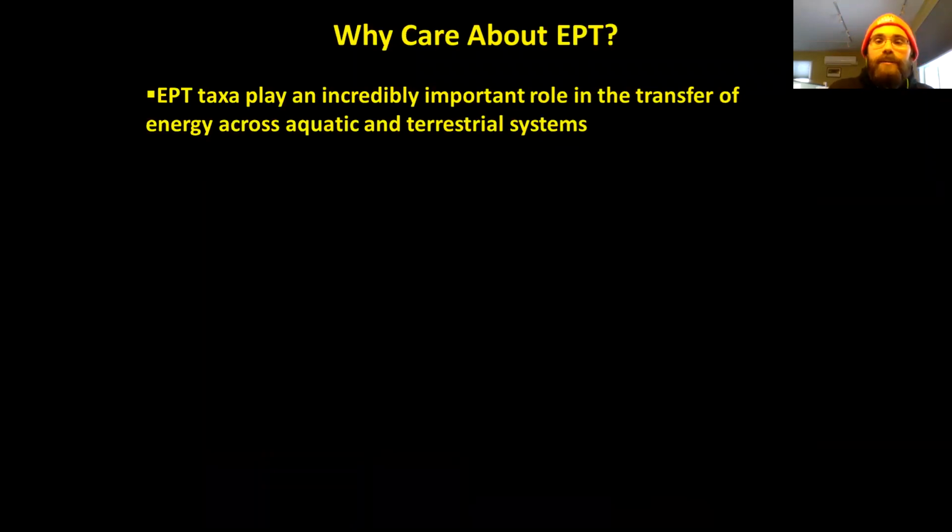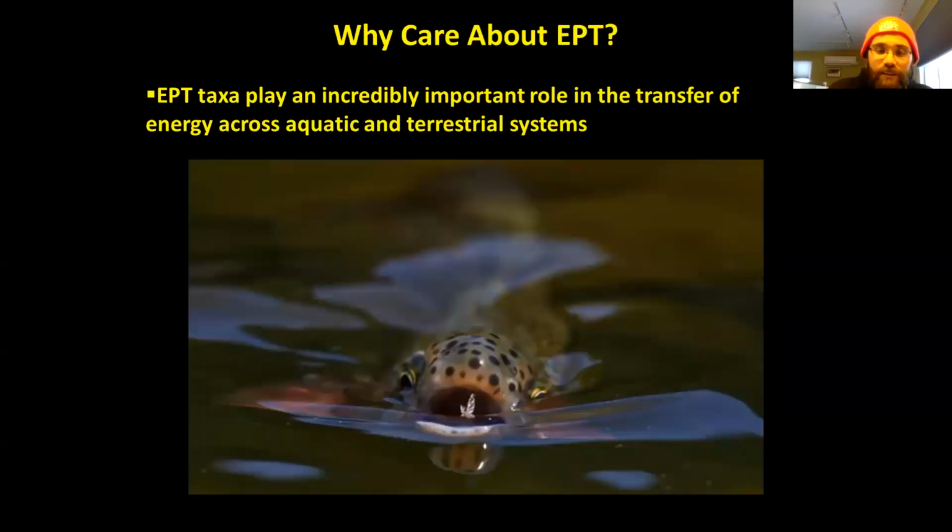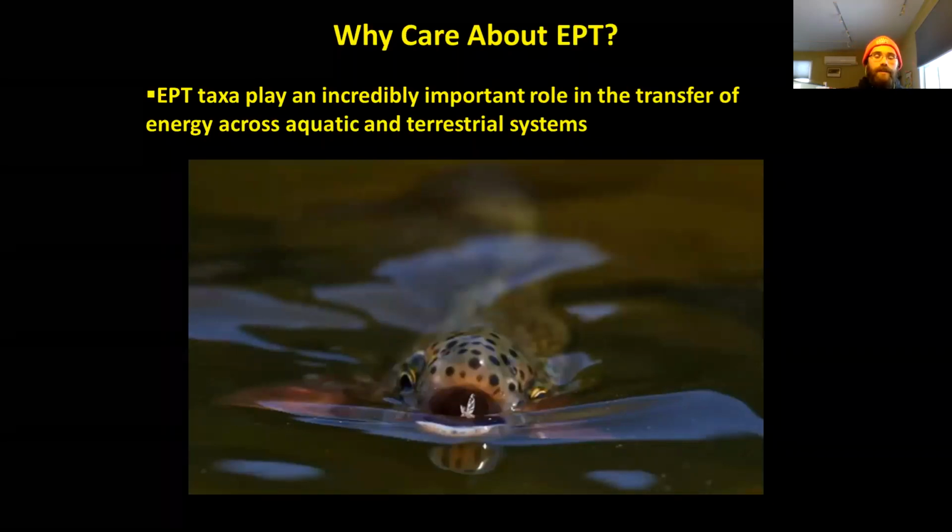EPT taxa play an incredibly important role in the transfer of energy across aquatic and terrestrial systems. So here we've got a trout that is feeding from the surface on a mayfly that has landed on the water or is ready to fly away. And what's the thing with this is you have animals that start off in the water, so they can be fed upon by fish, crayfishes, frogs, turtles, etc. But then they end up also transferring over to a terrestrial ecosystem where other animals like birds, spiders, etc. are able to feed on them as well.